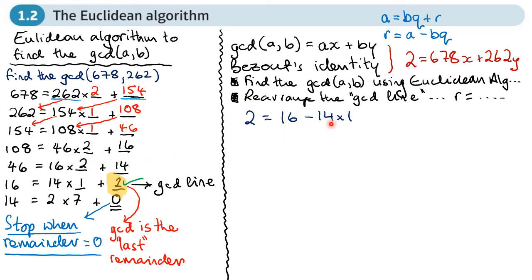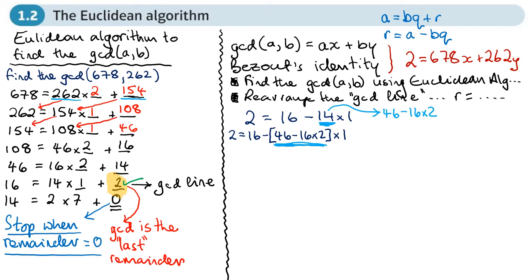Now I've actually got a 14 here. So this 14 can be rewritten as 46 minus 16 times 2, because that was from the previous step. So next step, 2 equals 16 minus, now it's not 14 times 1, it's going to be 46 minus 16 times 2 times 1. So I've replaced that 14 with this, and I've got that from the previous line.